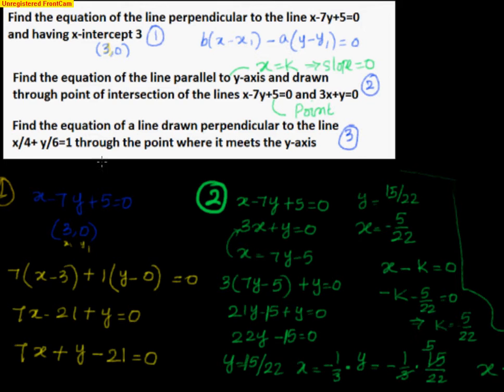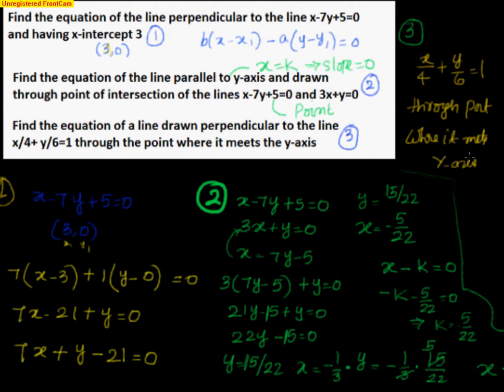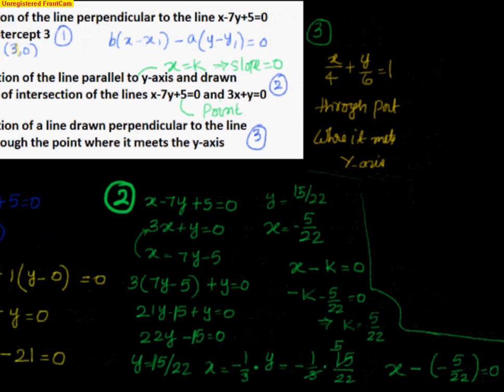Now let's go to the third one. Find the equation of a line drawn perpendicular to the line x by 4 plus y by 6 equal to 1 through the point where it meets the y-axis. I will do it here, so I am just noting it down. Let me take another color. You can read it there in the problem. I am just writing it so that I get an idea how to go ahead with this.